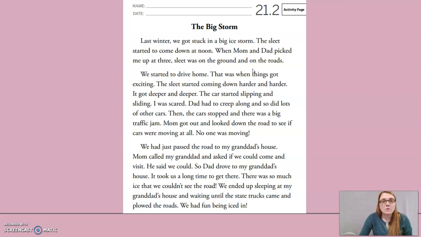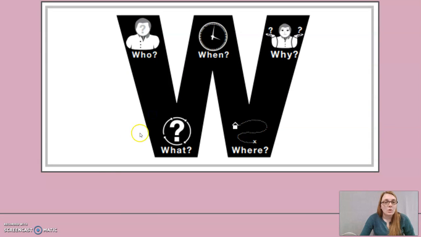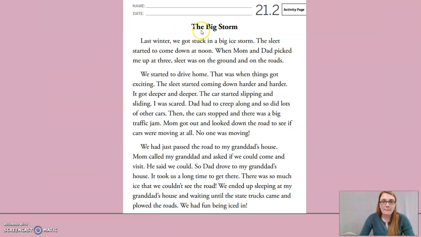Okay, so first what we're going to do is read this story together, 21.2. This is an example of a personal narrative. When we are done, we will look at a few parts of the story. Okay, so this is called The Big Storm.